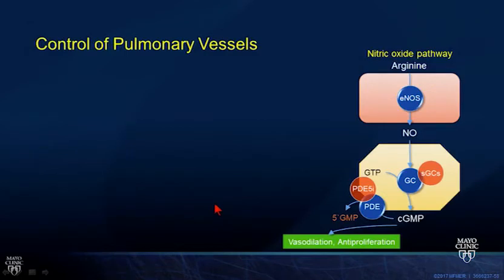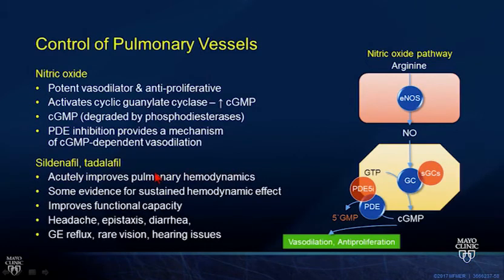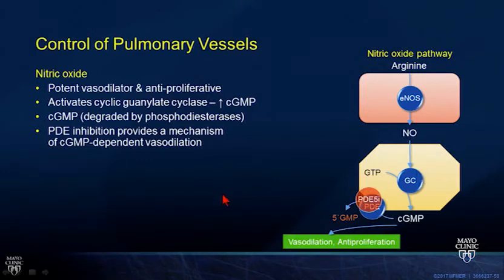The nitric oxide pathway: we have our PDE5 inhibitors and soluble guanylate cyclase stimulators. Nitric oxide, as you know, is a potent vasodilator and antiproliferative, and activates cyclic GMP, and PDE5 inhibition results in enhancing cyclic GMP-dependent vasodilatation. Two agents available are sildenafil and tadalafil, both of which acutely improve pulmonary hemodynamics. The hemodynamic benefit is sustained, and studies have demonstrated improved functional capacity. Side effects to be aware of include headache, epistaxis, diarrhea, reflux, and sometimes visual and hearing changes as well.